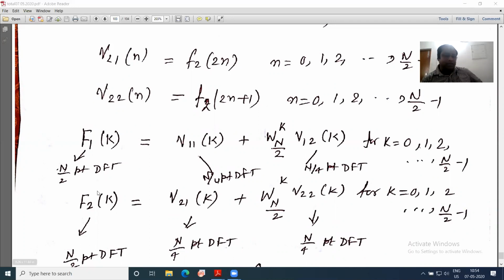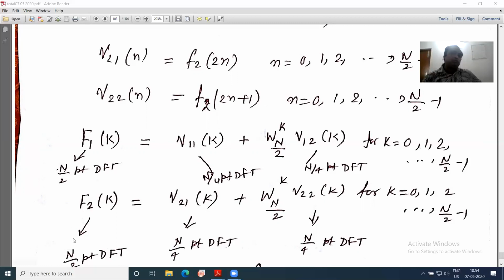But this k will be 0 to N by 2 minus 1. Now v11 of k is how many point DFT? Suppose N equal to 8. If N equal to 8, v11 of k is 2 point. So if v11 of k is 2 point, v12 of k is a 2 point DFT, v21 of k is also a 2 point DFT, and that is also a 2 point DFT.